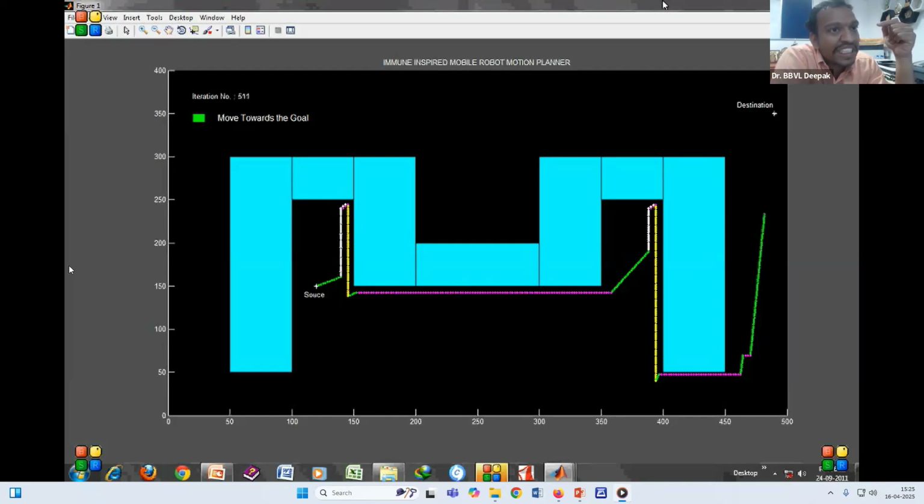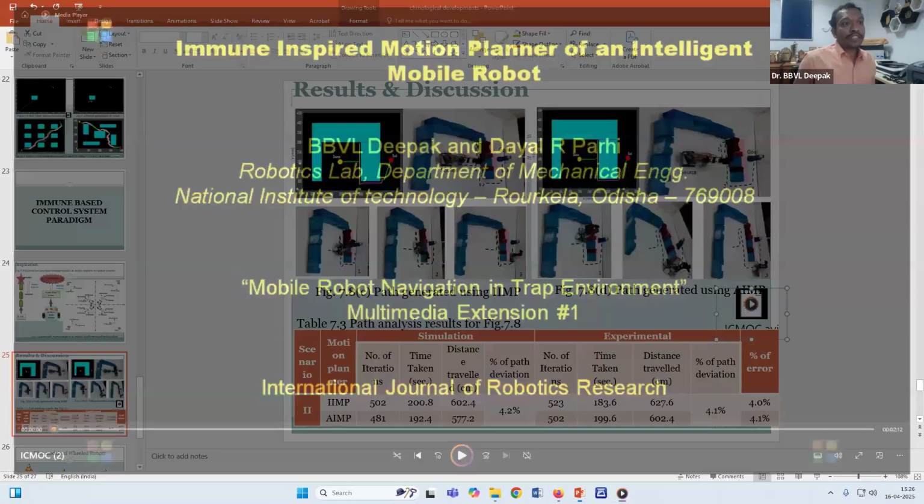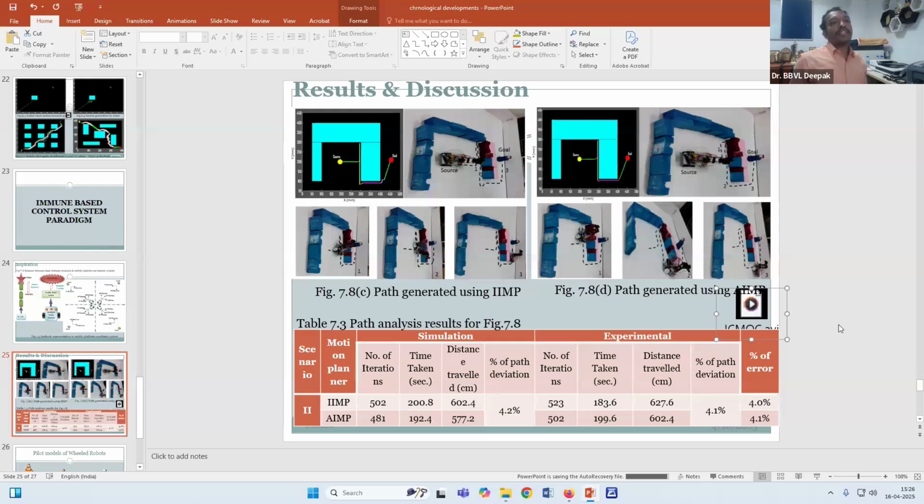And finally, once the robot reaches its destination, the task is completed, and the program will end here. So this is how the artificial immune system works. The immune system is natural, and the artificial immune system is a kind of artificial system. So this is how the robot works.